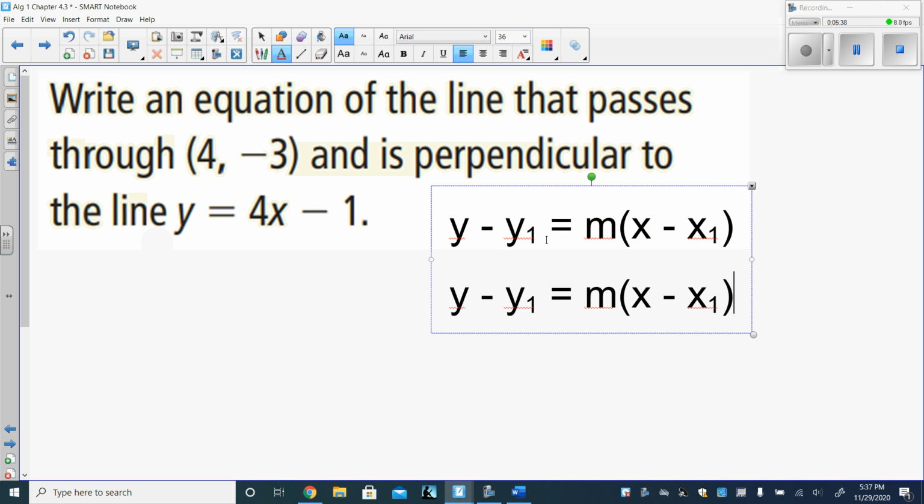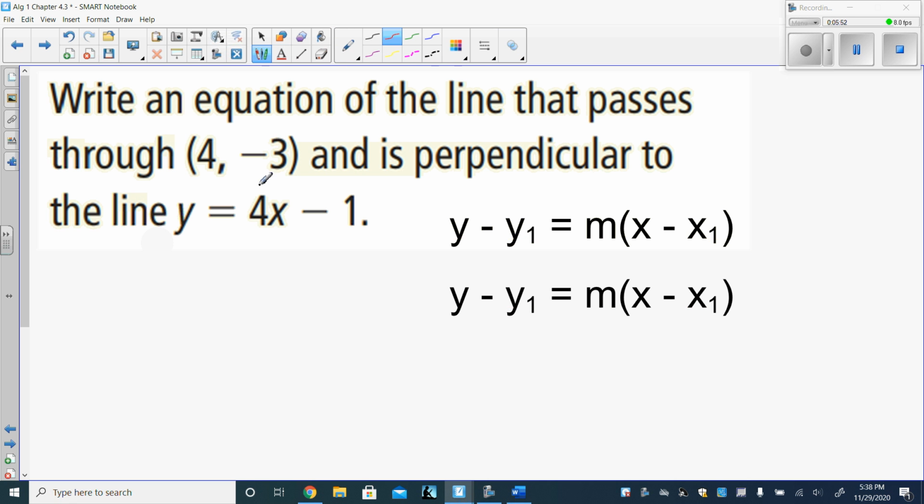We're going to need this to be able to find it because, again, we have a point and we have the slope. Well, we don't have the slope directly. We're going to have to do a little bit to find it because the perpendicular slopes are opposite reciprocals. Now, we want it perpendicular to the line y equals 4x minus 1. They gave us the slope of the line that we're going to be perpendicular to, 4.